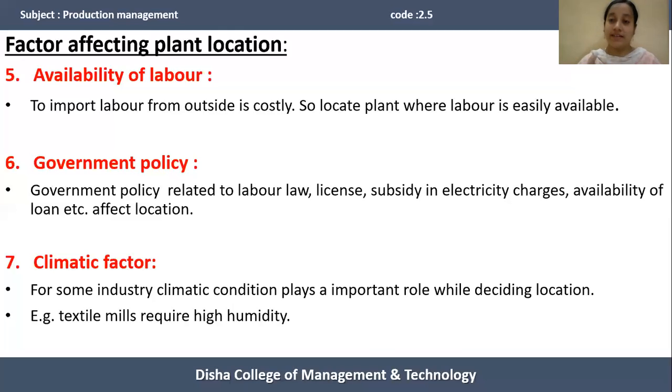So the industrialist or the entrepreneur of textile mills has to consider the climatic factor for selecting an ideal location. They have to select a location where the climatic condition is suitable for them, where the climate is humid.